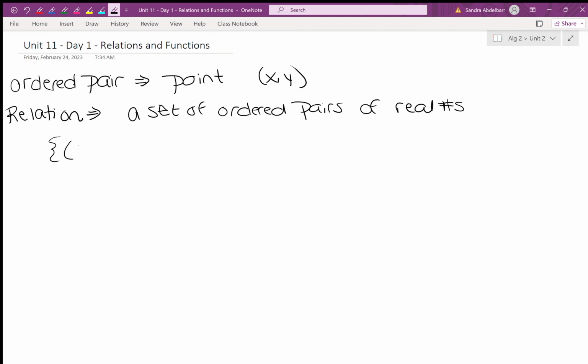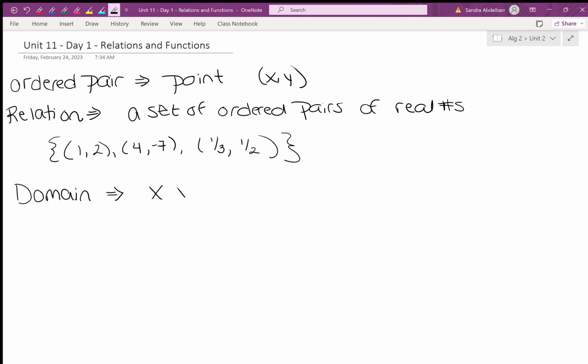So if I have the set with the coordinates (1, 2), (4, -7), and (a half or a third, a half), that's a relation. It's just a set of ordered pairs. You all tell me, what's domain? Matt knows. Yeah, the domain are the x values. If domain are the x values, guess what range is? Y values.